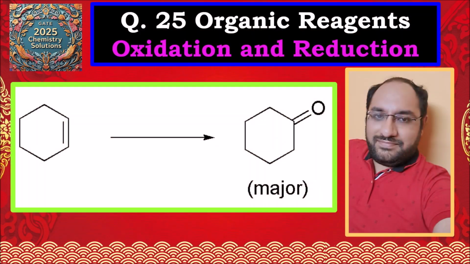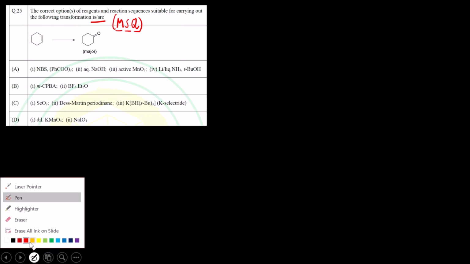So in this video, we are going to solve question 25 that was asked in the GATE 2025 chemistry paper, which is based on organic reagents. The transformation involved is oxidation and reduction. So what is the question? The correct option or options of the reagent and reaction sequences for carrying out the following transformation is or are. That means it is an MSQ type of question, or multiple select question. That means one or more than one option is correct. So we have to see which of the options will give the desired product.